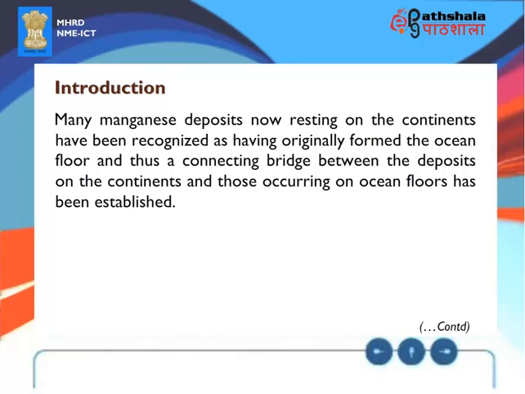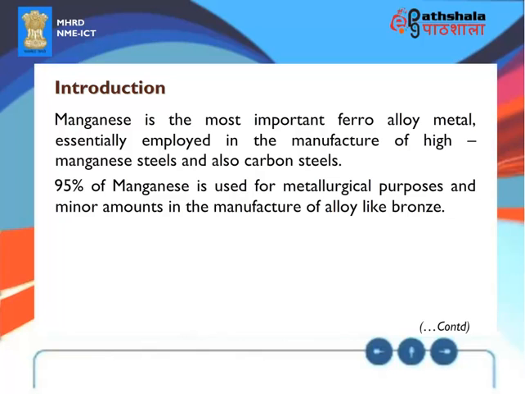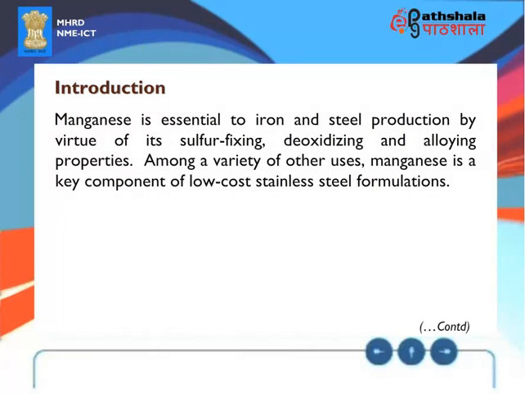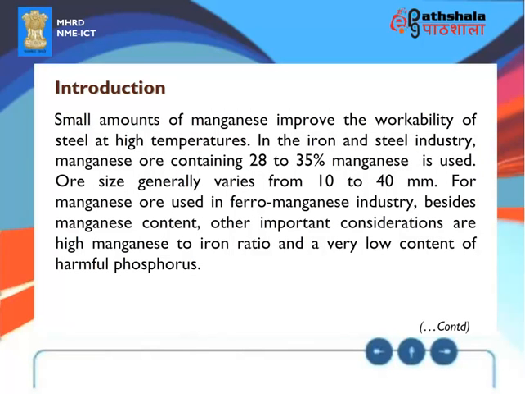Manganese is the most important ferroalloy metal essentially employed in the manufacture of high manganese steels and also carbon steels. 95% of manganese is used for metallurgical purposes and minor amounts in the manufacture of alloys like bronze. Manganese is essential to iron and steel production by virtue of its sulfur-fixing, deoxidizing, and alloying properties. Among a variety of other uses, manganese is a key component of low-cost stainless steel formulations. Small amounts of manganese improve the workability of steel at high temperatures.